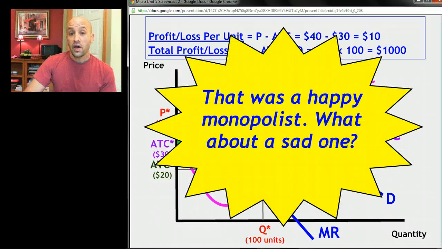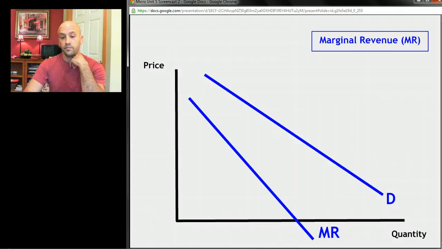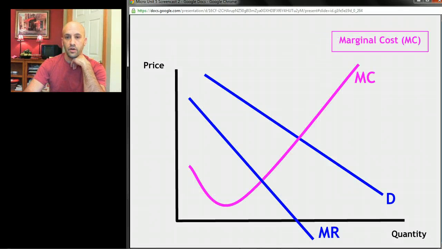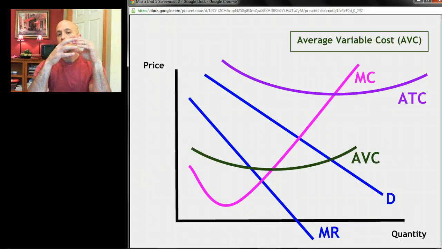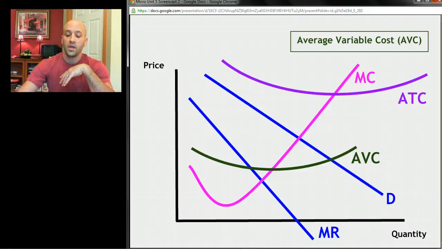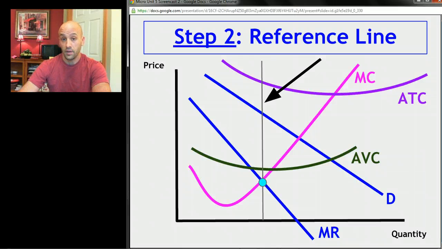All right, so that was a happy monopolist. What about a sad monopolist? Again, let's start with the demand curve, marginal revenue curve, marginal cost curve, average total cost and average variable cost, but now notice that I put those two curves in slightly different places. Okay, again, let's go through the steps. Step number 1, MR is equal to the MC rule, put a dot where that's true. Step number 2, draw your reference line.